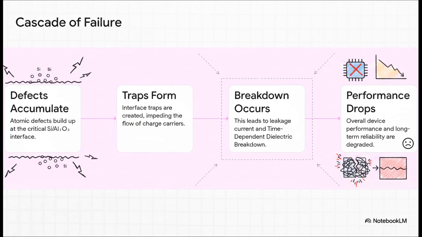And these little defects, they don't just sit there. Oh no, they kick off this insane, catastrophic chain reaction. First, they start piling up at that critical interface. Then they form what we call traps, which basically snag and disrupt the flow of electricity. From there, you get current leaking out where it shouldn't be, and before you know it, poof, the whole insulating layer breaks down. And the end result? A chip that performs like garbage and is basically a ticking time bomb, destined to fail.